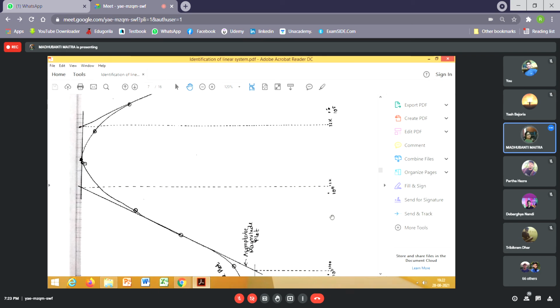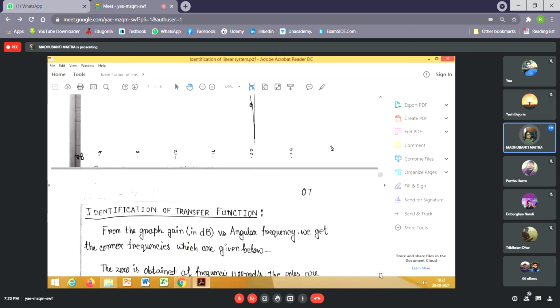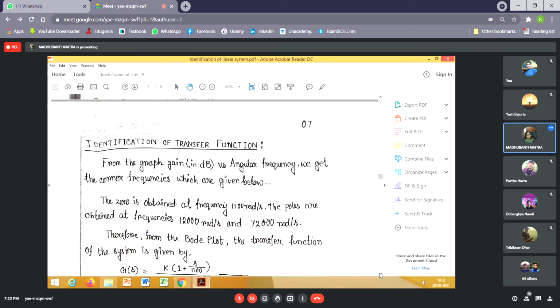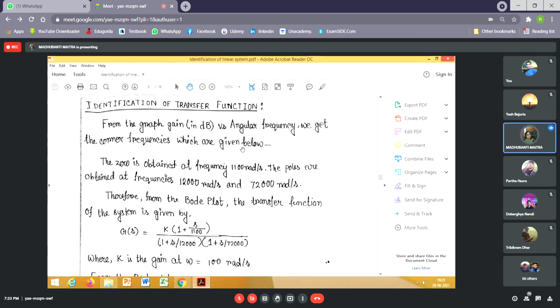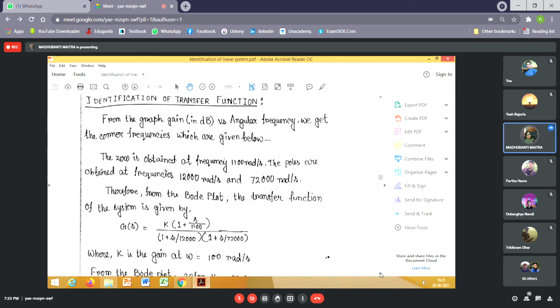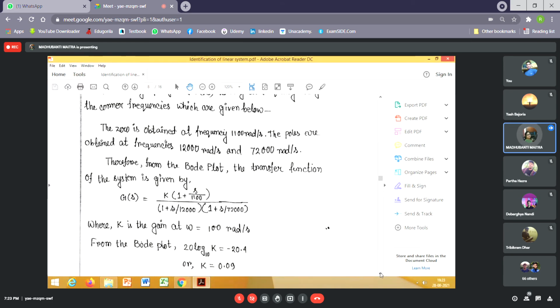You'll have to identify the locations of the open loop zeros and poles, right? And therefrom, you'll have to find out the transfer function of the system. So in this report, I find that for the identification of the transfer function, he or she has found a zero at this location and these two poles at these two locations, though I'm not sure whether these values are correct or not. Please do it. And you'll have to submit your report.